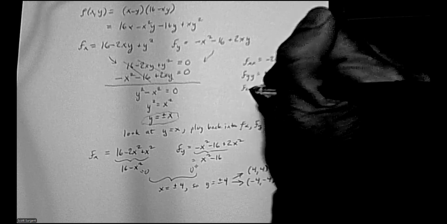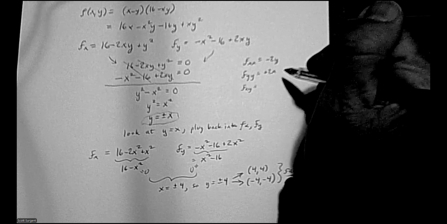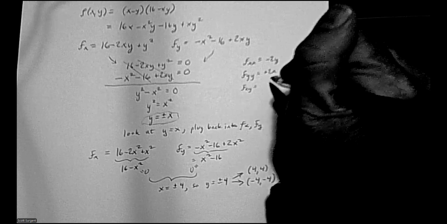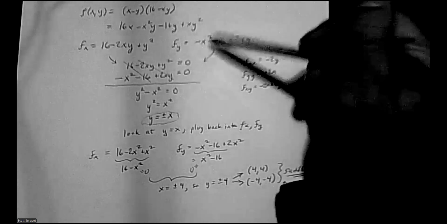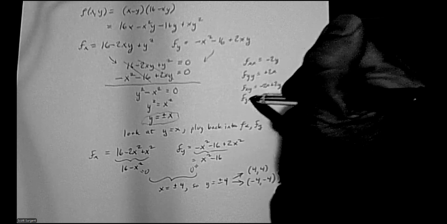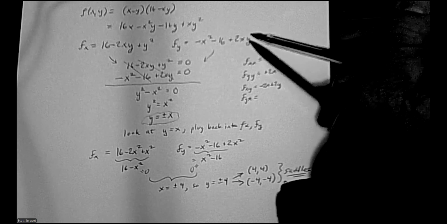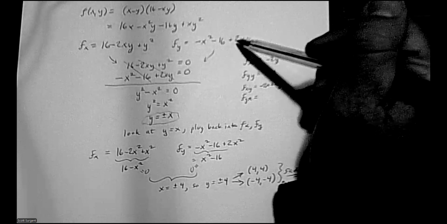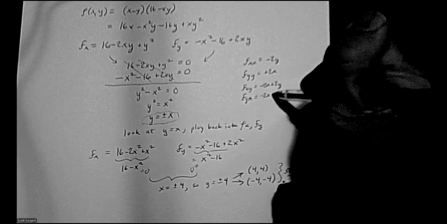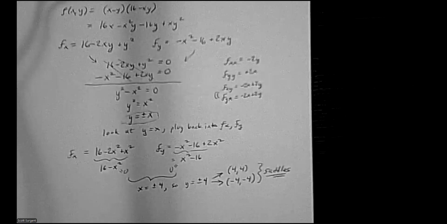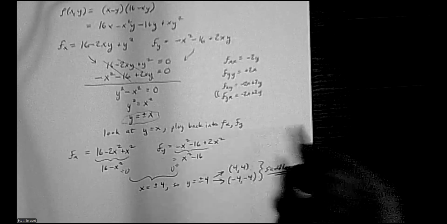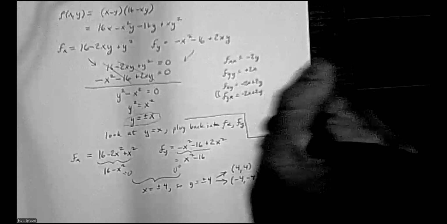F sub xy is negative 2x plus 2y. But notice that it's going to be the same thing for f sub yx. It's going to be negative 2x plus 2y. And that always happens. The mixed partials are always equal. Okay. So then I'm kind of cramming it in here, so bear with me.